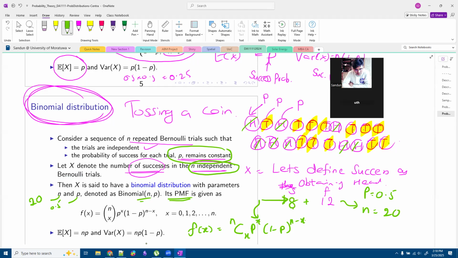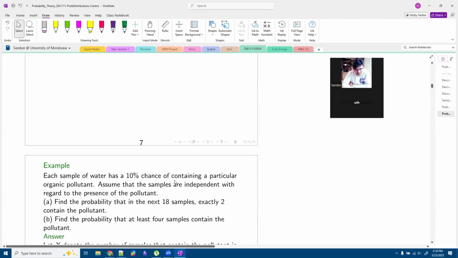Right. So the expectation is np and the variance is np(1 minus p). That's the binomial distribution.